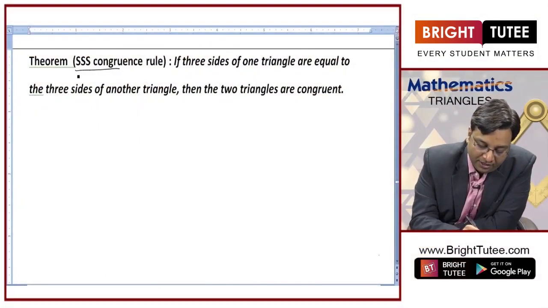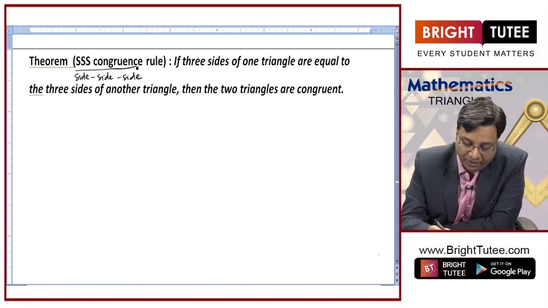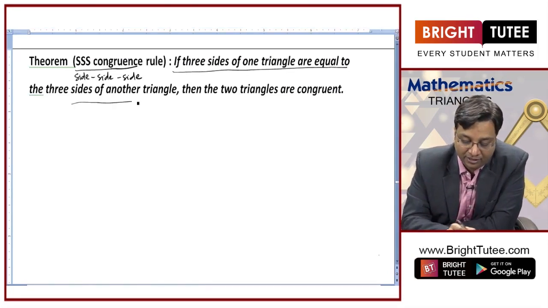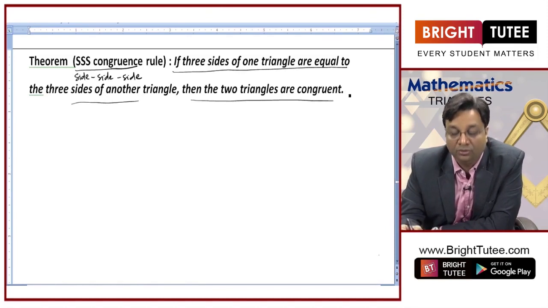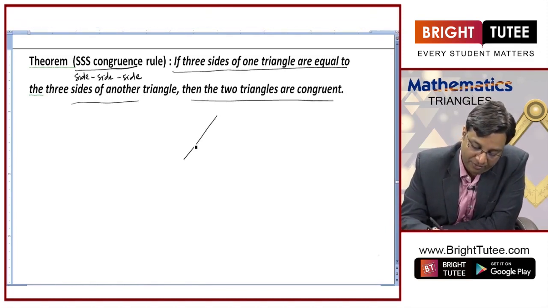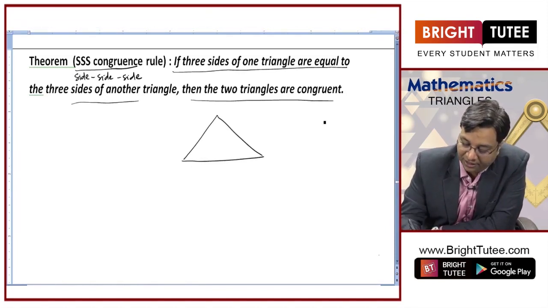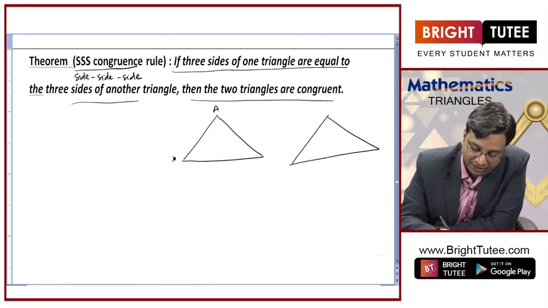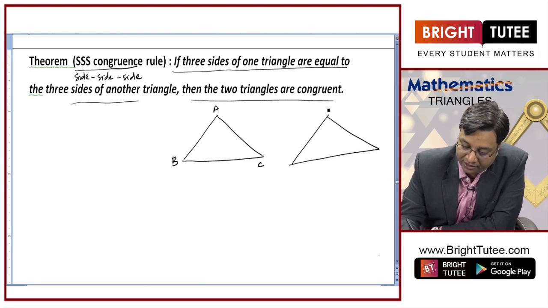So let us start with the SSS congruence rule, which means side side side congruence rule. If three sides of one triangle are equal to the three sides of another triangle, then the two triangles are congruent. What I mean is, let us say these are two triangles that we have, triangle ABC and triangle PQR.